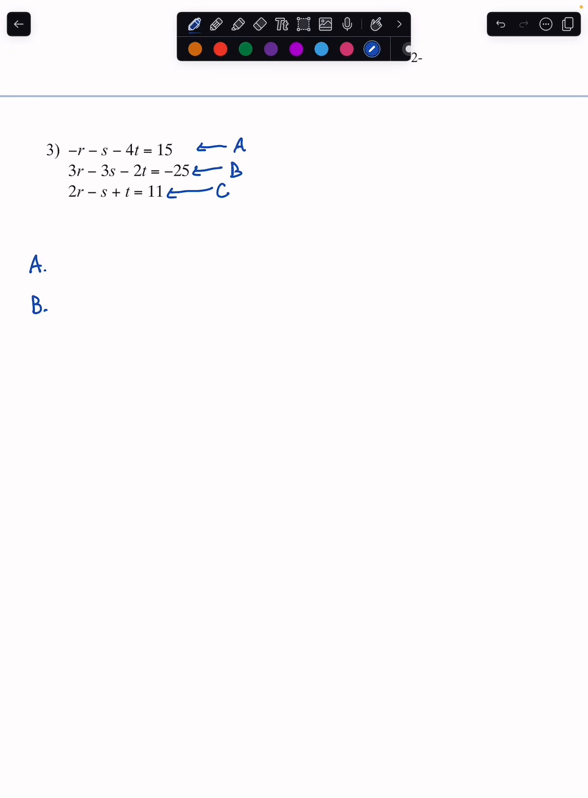And remember, line A is negative r minus s plus 4t equals 15. And then on line B, I got 3r minus 3s minus 2t equals negative 25. Which means I need to multiply. If I'm trying to cancel the r's out, I need to multiply this top line by 3.